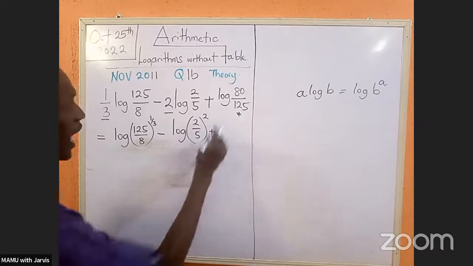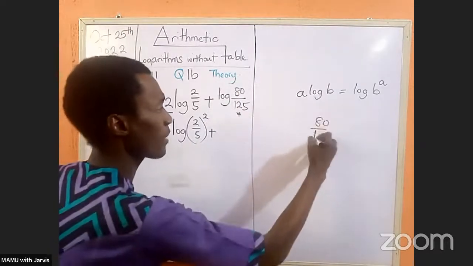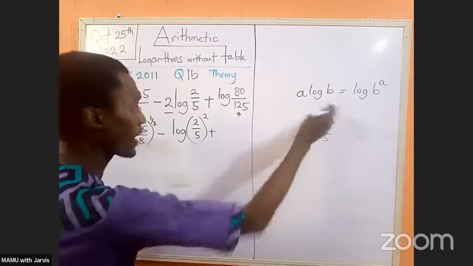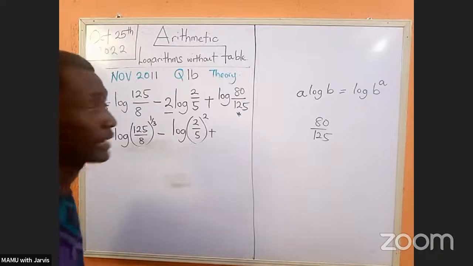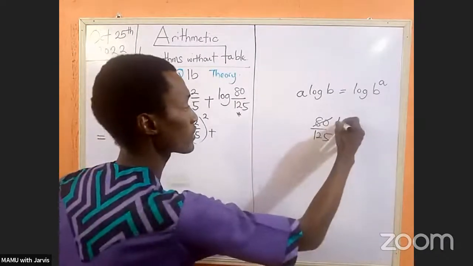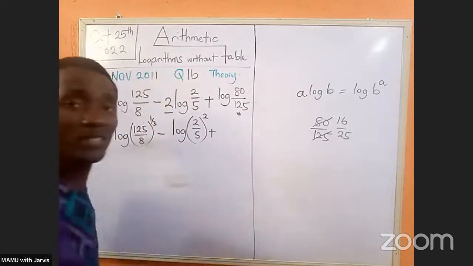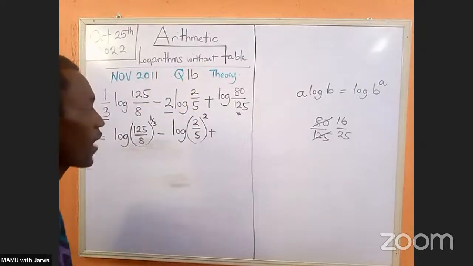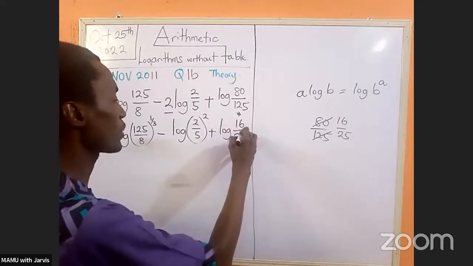Plus, I'm going to simplify this. So somewhere in my book, I'm going to say 80 divided by 125. What can divide 80 and 125? Can anything divide that? 5 can. 5 here will give me 16. 5 here will give me 25. So that will be 16 over 25. So that will be log 16/25.